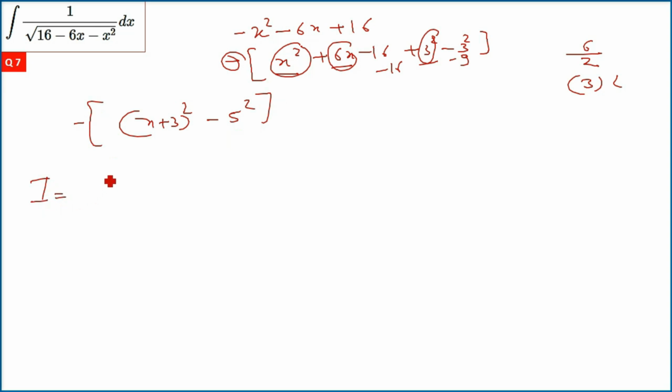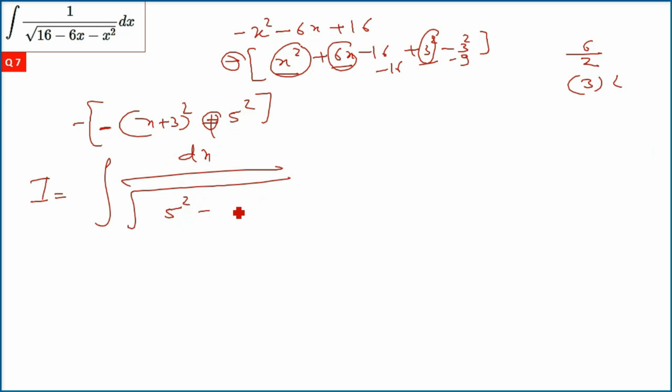So just switch or swap these two terms. That is 5 square minus x plus 3 whole square. So this will be 5 square minus x plus 3 whole square. Now you can directly apply the formula we have just discussed in the previous question: 1 by under root a square minus x square will be sin inverse x by a.